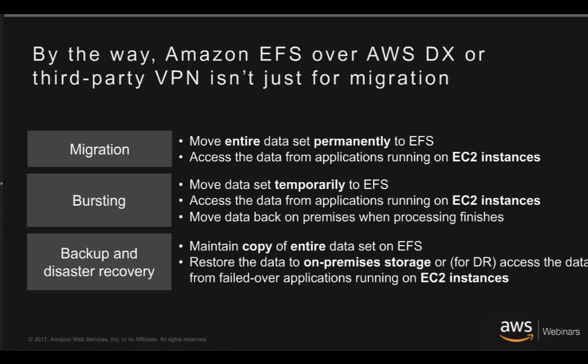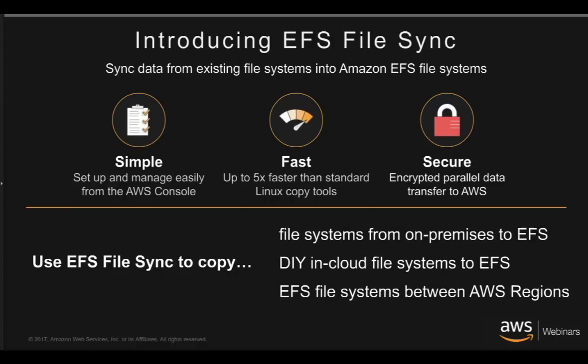You may think that these types of connections that I just talked about are just for migrating files to Amazon EFS. Well, besides migrating data sets permanently to EFS, these connections can also be used to burst into the cloud temporarily. Moving a data set temporarily into EFS, then accessing this data from applications running on EC2. Once your application has processed this data, you can move it back to on-prem. You can also use it for backup and disaster recovery scenarios.